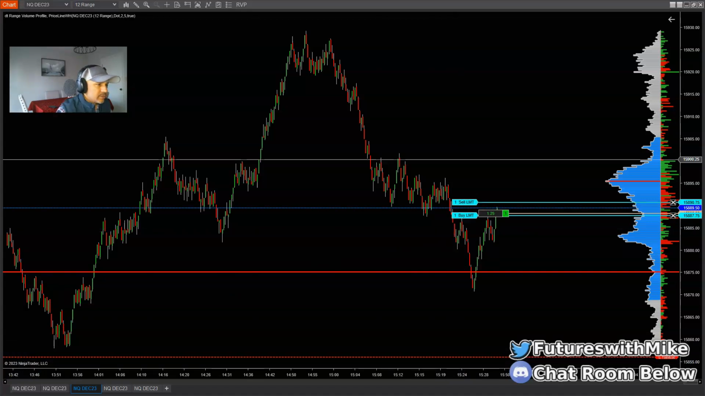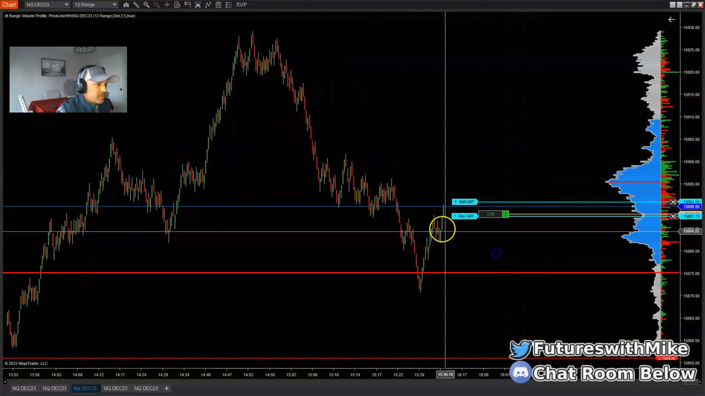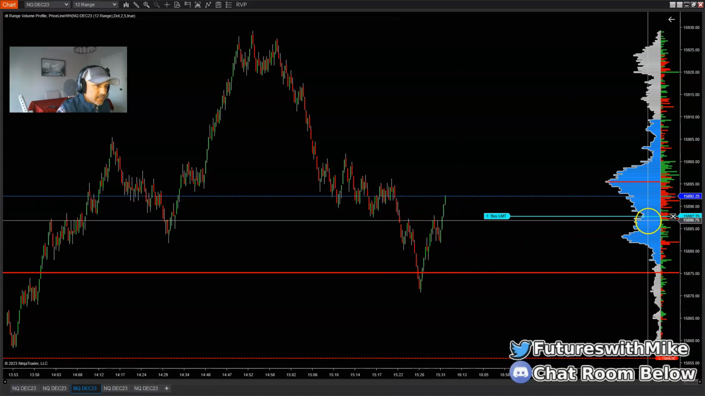Going for a quick little scalp to the upside here. Didn't get filled on two contracts, just one, just to scalp it back up to this little small area here and fill this gap right here, this void. Come on. There we go. Got to fill there. Small little scalp.